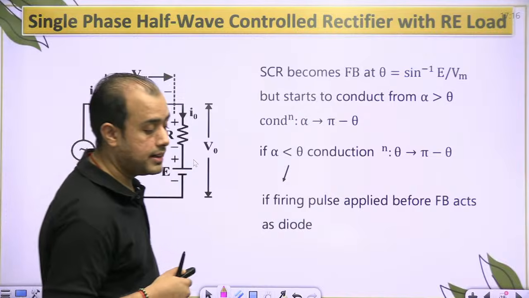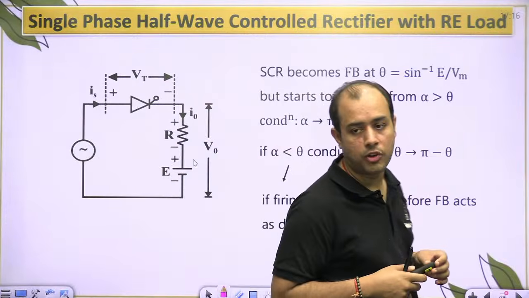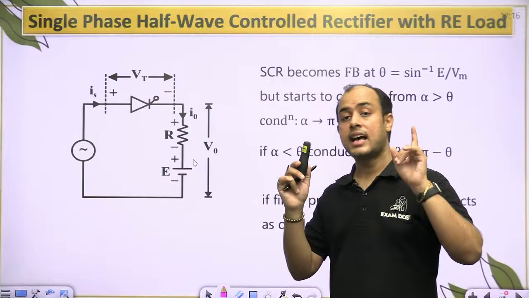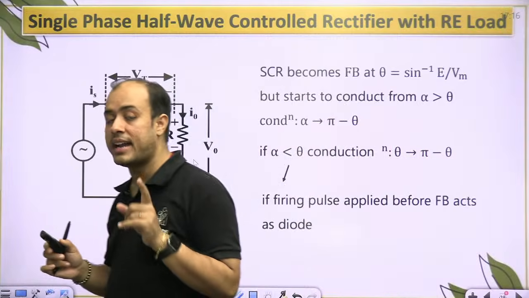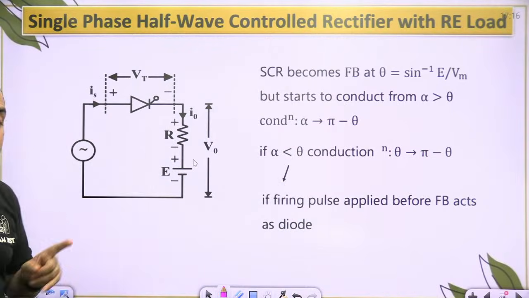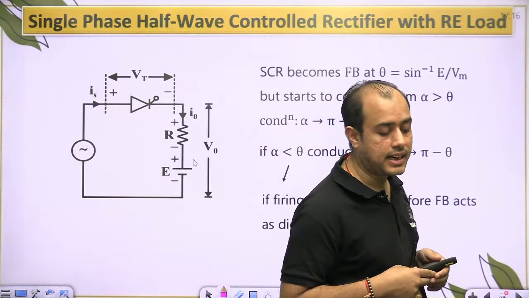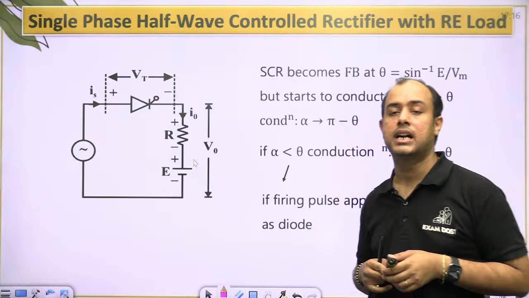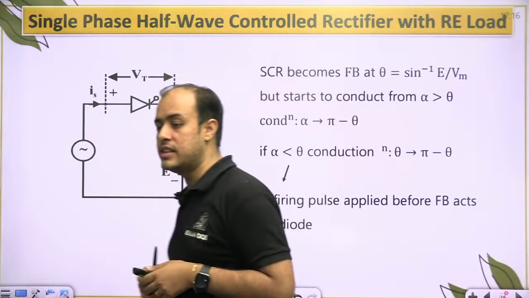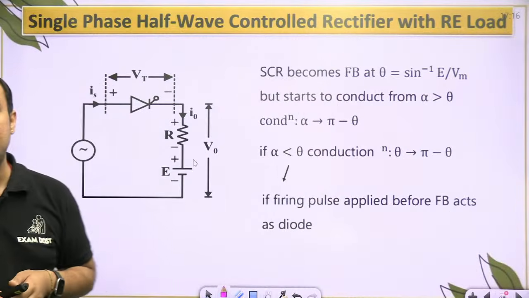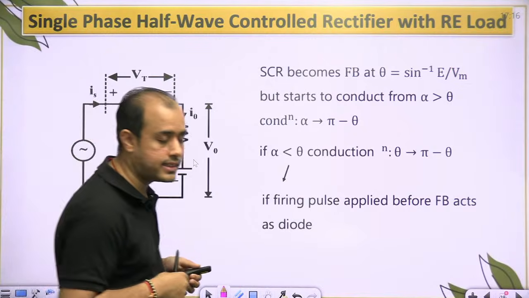ओके, नेक्स्ट इज अ RE टाइप ऑफ लोड. What happens in RE? The thyristor becomes forward biased just like a diode at theta, but it cannot start conducting as soon as it becomes forward biased. So it will start to conduct at alpha, which is greater than theta.